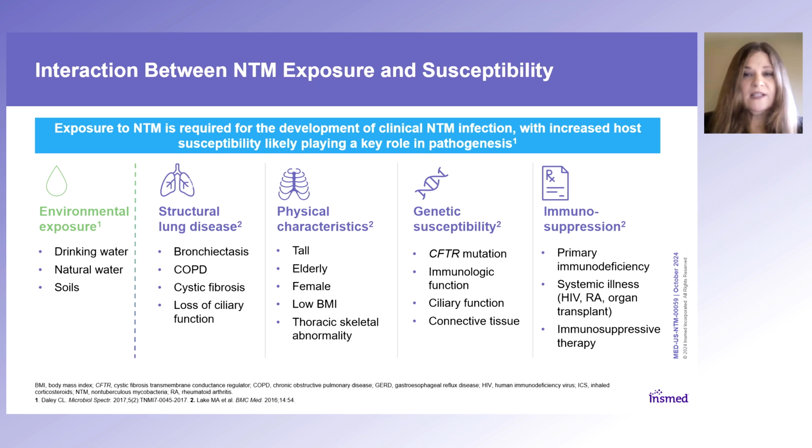Next, we have genetic susceptibilities, and these include CFTR mutations and mutations affecting immunologic function, ciliary function, and connective tissue. And lastly, we have immunosuppression, which includes primary immunodeficiency, systemic illness, and immunosuppressive therapy. These attributes likely play a key role in the pathogenesis of NTM in the susceptible host.